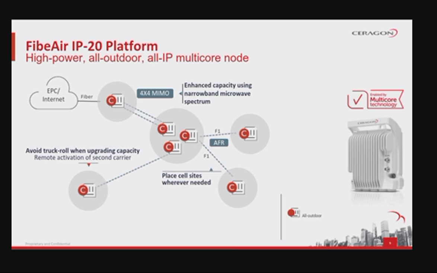IP-20C can deliver multi-gigabit per second capacity on a single frequency channel, setting a new standard for efficient spectrum use. IP-20C's unique multi-core radio architecture is based on an advanced parallel radio processing engine, built around Ceragon's in-house chipsets. The result is superior radio performance with reduced power consumption and form factor.